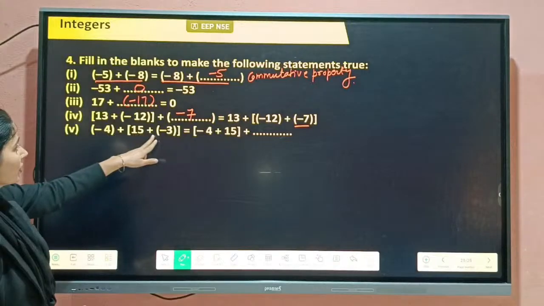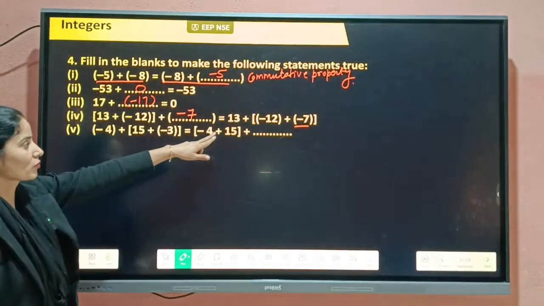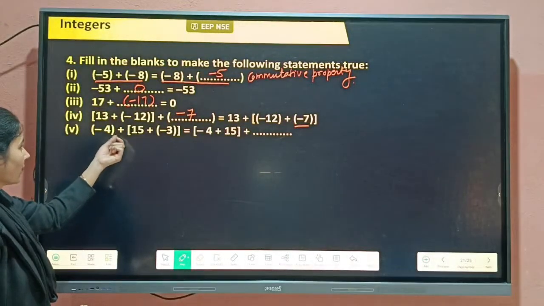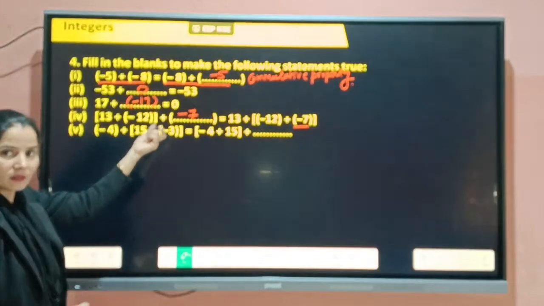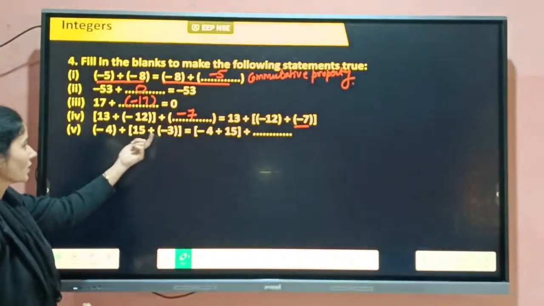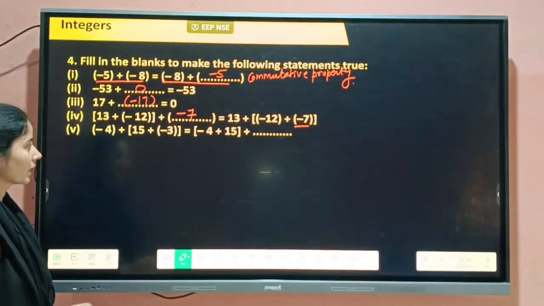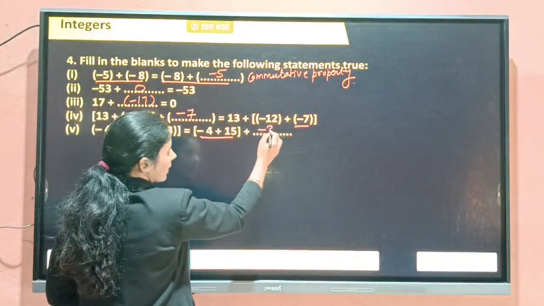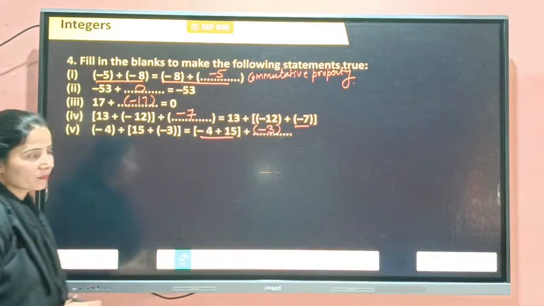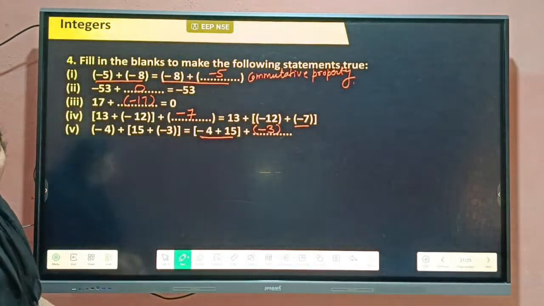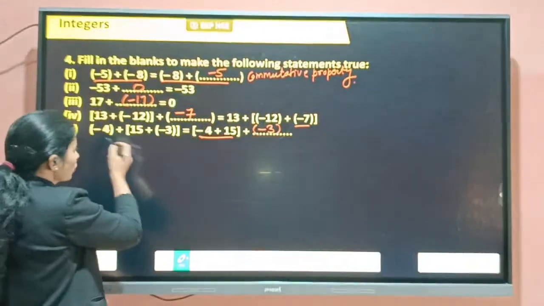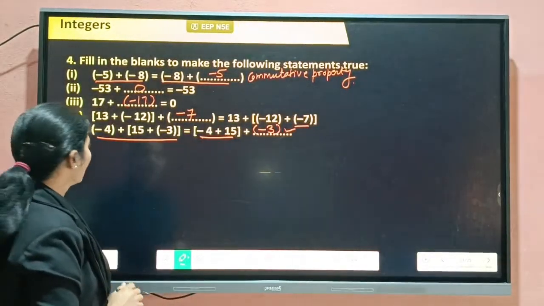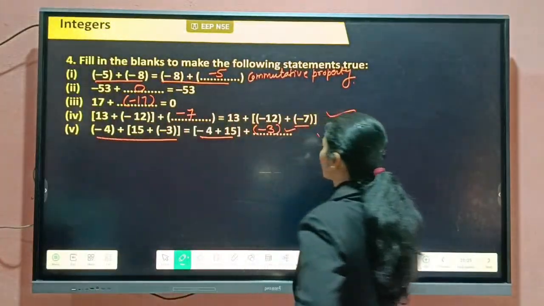Minus 4 plus 15 plus minus 3 is equal to minus 4 plus 15, plus this minus 3. Minus 4 is added, minus 4 plus 15 plus this minus 3. Which property is this? Associative property. Now first these two terms I have to add, and then to this I will add minus 3. This is the associativity property. So to make this statement true, what will be your answer there? Minus 3. Associative property. This is also associative property.